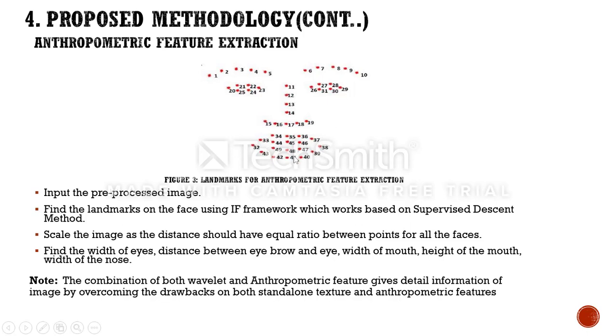For each expression, you can notice there will be a difference in eyebrows, nose, and mouth, everything. So I'm going to measure the distance between eyebrow and eye, width of the mouth, height of the mouth, width of the nose, etc. This information comes as the anthropometric features. The combination of both wavelet and anthropometric features gives detailed information of the image by overcoming the drawbacks of both standalone texture and anthropometric features. This is the novelty I'm going to bring here.